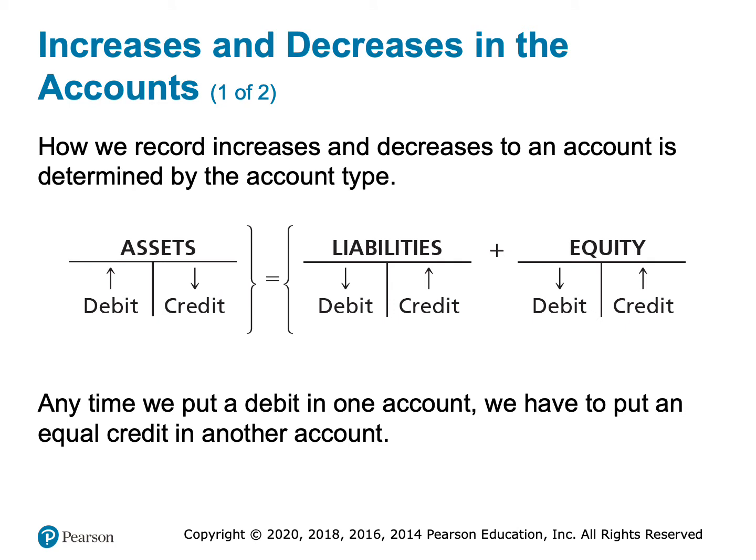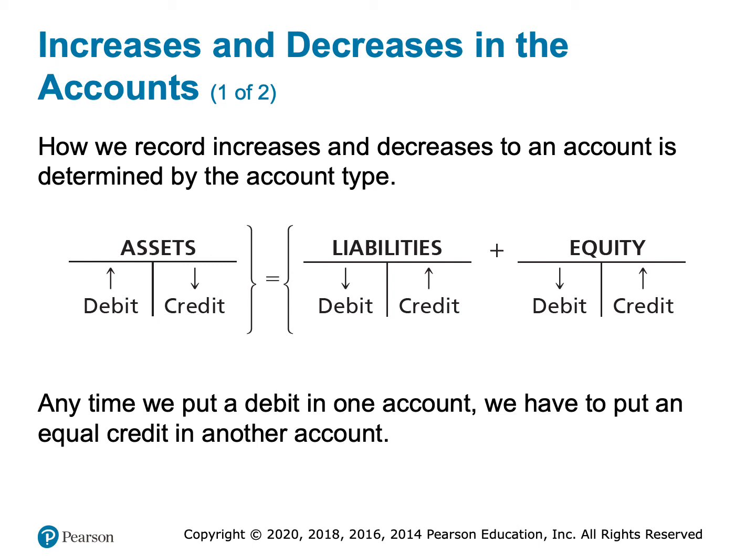Now, certain accounts get increased on the debit side and decreased on the credit side, and certain accounts get increased on the credit side and decreased on the debit side. And I'm going to explain in a minute exactly which ones and how you can remember it. But the cardinal rule of accounting is that debits must always equal credits. So anytime you put a debit in one account, you have to put a credit in the other account so that they equal.